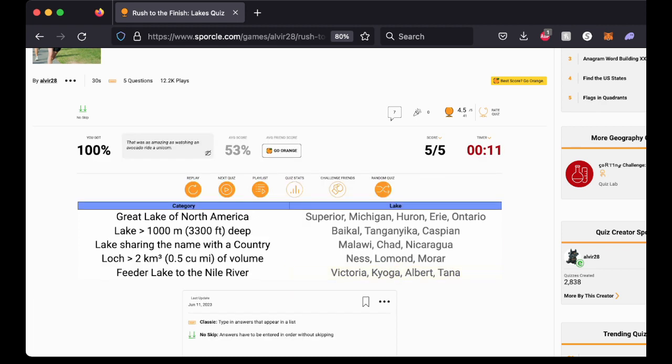Okay, so it's close. Had 11 seconds to spare. Superior, Michigan, Huron, Erie, and Ontario are the Great Lakes in North America. Lakes over 1,000 meters deep: Baikal in Russia, Tanganyika in Africa, and then Caspian. Lake sharing the name of the country: Malawi, Chad, or Nicaragua. Loch: Ness, Lomond, or Moore. Feeder lake to the Nile River: Victoria, Kyoga, Albert, or Edward.